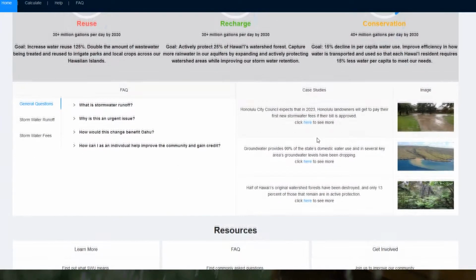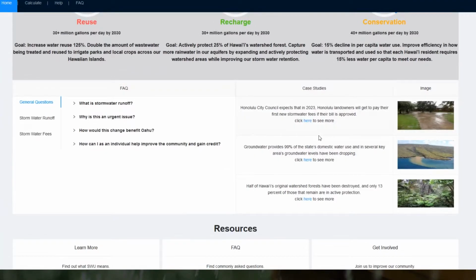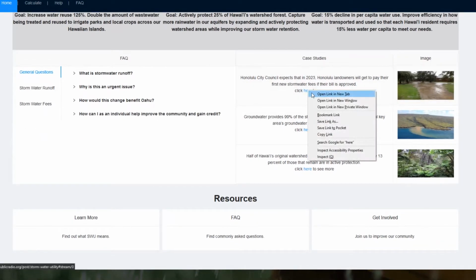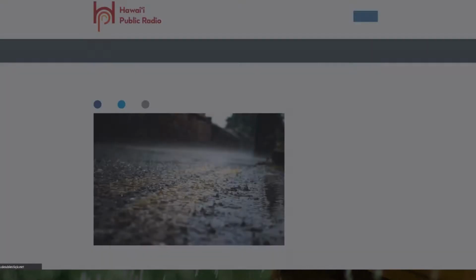Moving on to the case studies. These are just some example articles that are relevant to this topic of stormwater in Hawaii. These articles also include pictures and links to the articles if users want to read more about it.